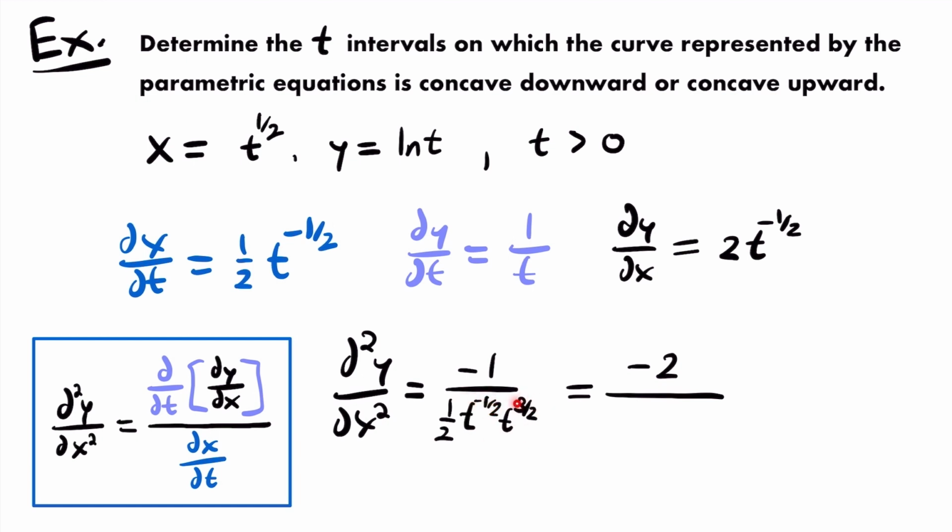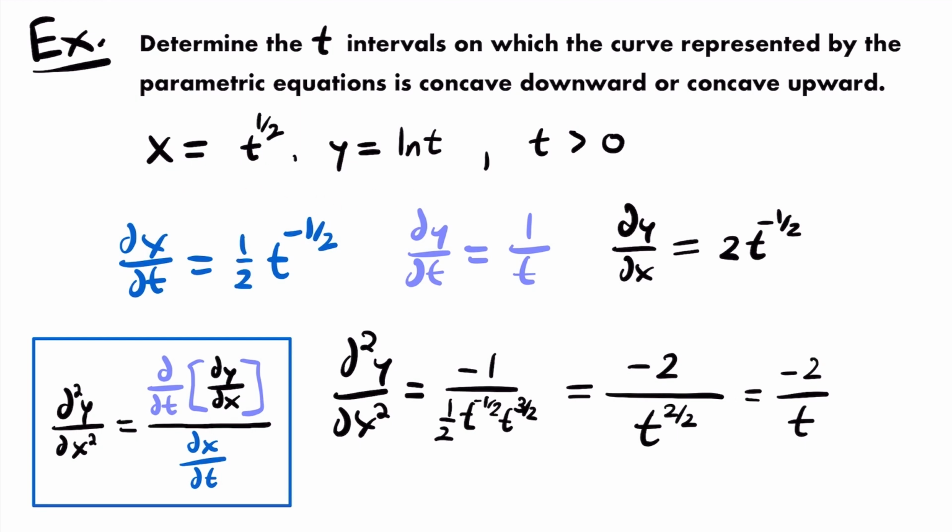So negative 1/2 plus positive 3/2 will be positive 2/2. So we'll have t to the power of 2 divided by 2. That's 2/2, but 2 divided by 2 is just 1. So really, what we have is negative 2 divided by t to the first power. And so right here, we have our second derivative for this set of parametric equations.